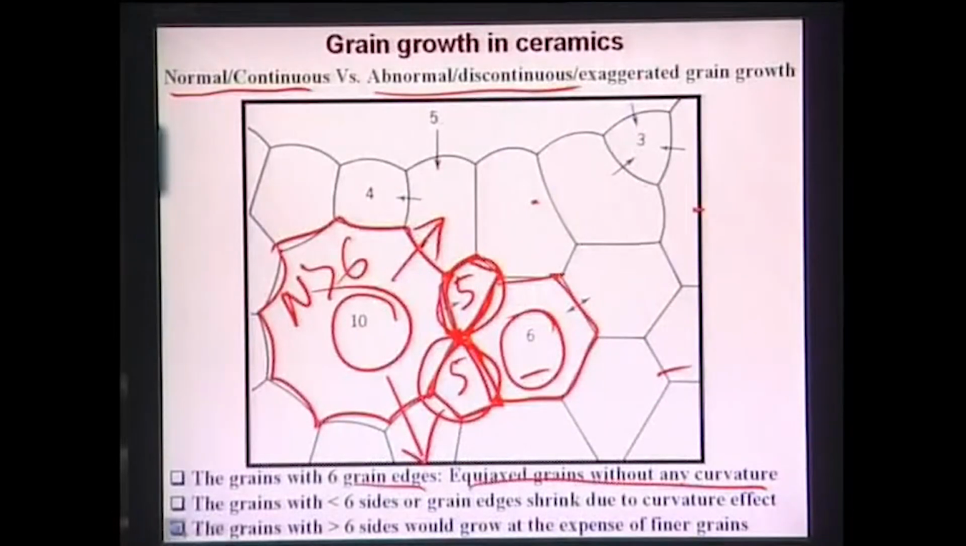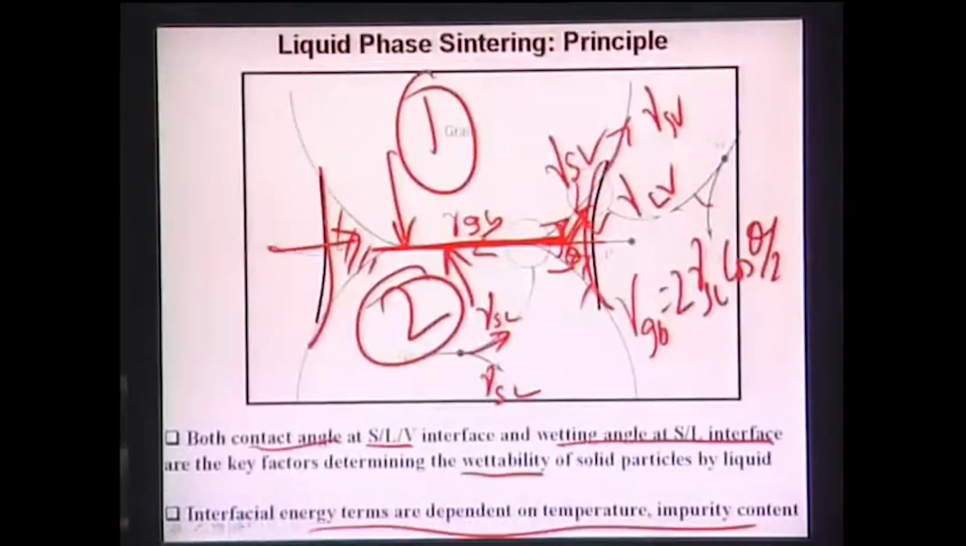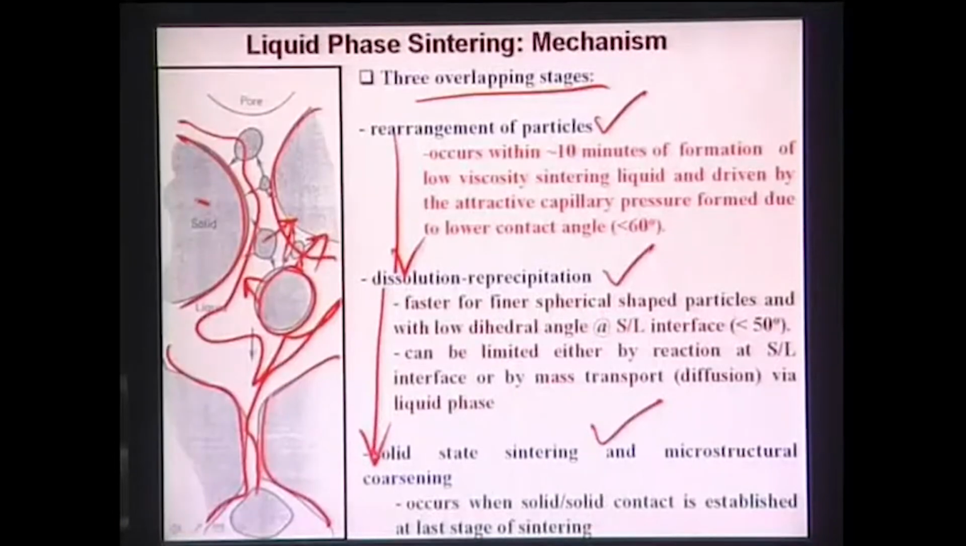If you go back here also I have shown you that coarser particles will grow at the expense of the smaller particles. Here also in the liquid phase sintered materials I am showing you again that you have these coarser particles and you have these smaller particles, and the smaller particles will dissolve in the liquid phase and then reprecipitate on the solid particle surface, and the solid particle now will grow and this grain growth will take place at the expense of the finer particles.